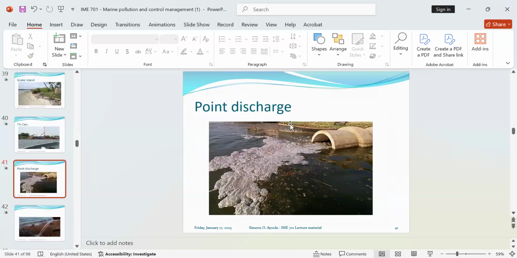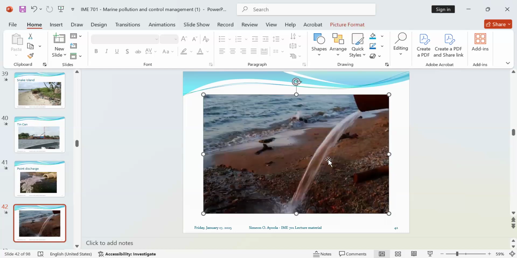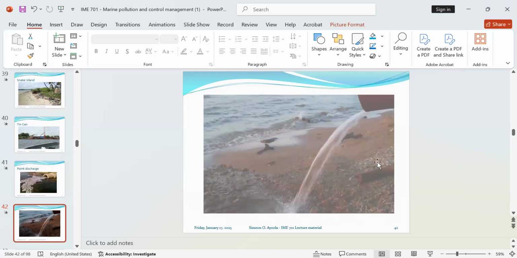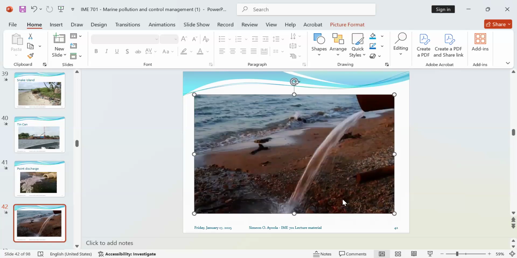Now, this is point discharge. Look at the level of pollution in this water body. Look at this one also. The pollutants have even changed the color of the soil and also the water. It is a high level of pollution. Can you see that the color has changed completely? Yes, sir. To completely brown color.